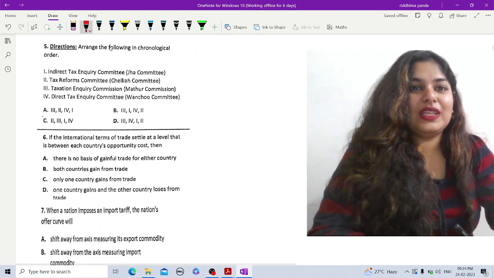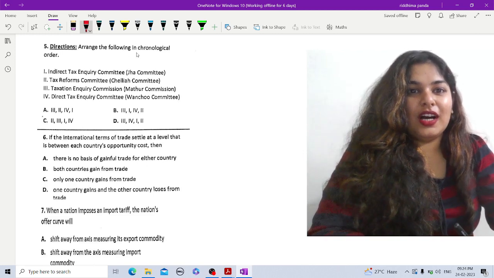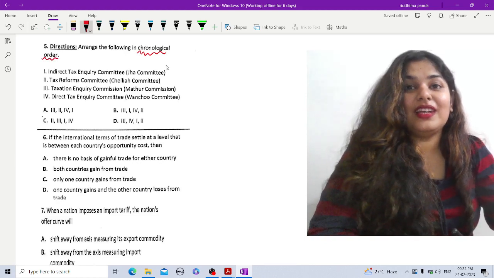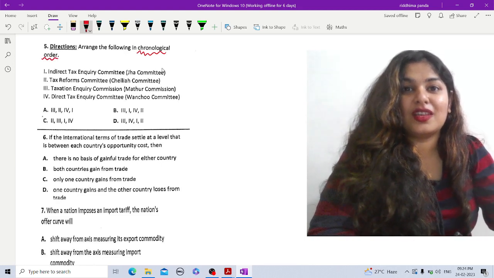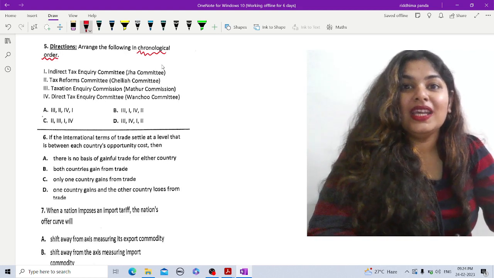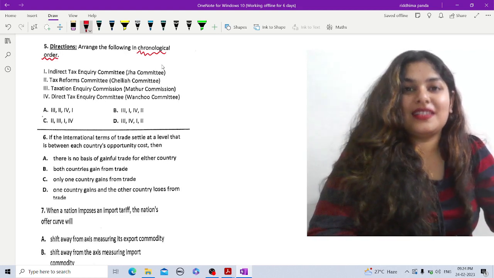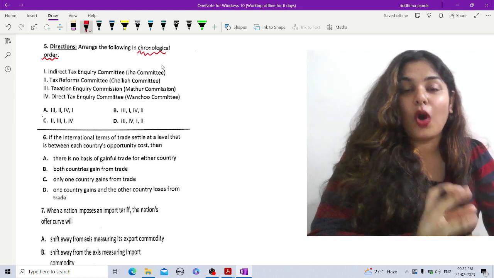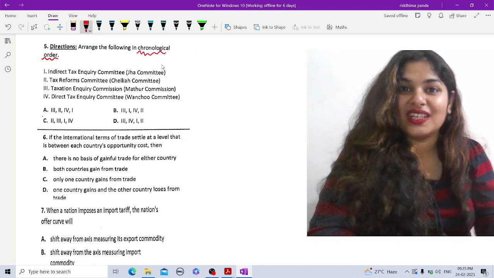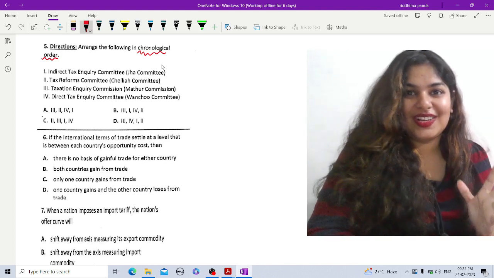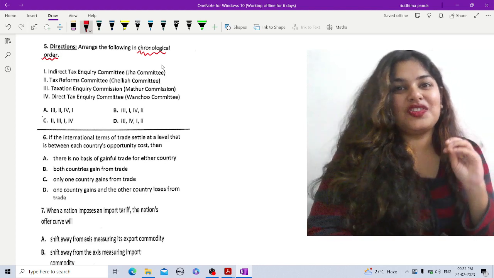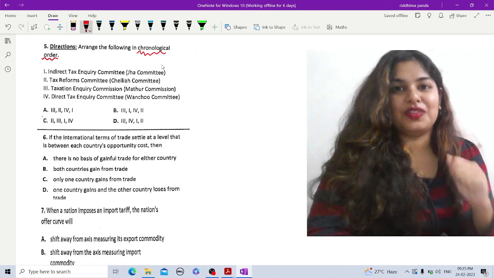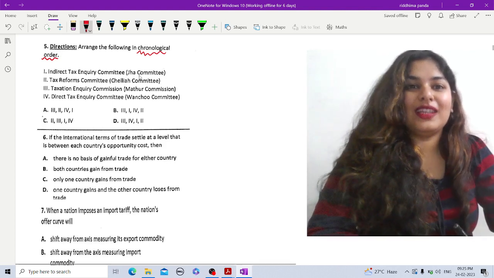So, to begin with, the first one is about arranging in the chronological order. One thing that you should know in this type of question is that the chronological order can be increasing or decreasing. So first you need to know the order, and then you have to match it with the options, whether they are asking for the increasing order or the decreasing order. Yes, this is a tricky question where you have to be careful about the options. So now let's begin with the question.